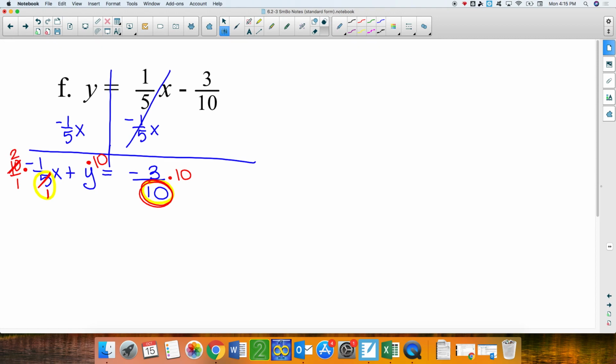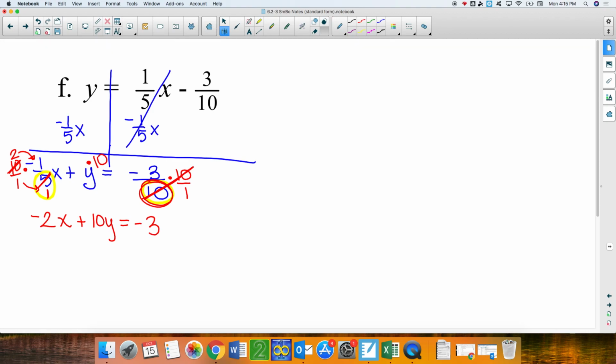And again, you could do this on your calculator. You could take 10 times negative 1 over 5. I'm just doing it up here, and then I'm just going to multiply. 2 times negative 1 is negative 2. And then I have a 1 on the bottom, which I don't write. Bring down my x. Plus y times 10 is 10y equals, and then over here, top and bottom, if they're the same, they cancel. And I'm left with negative 3.